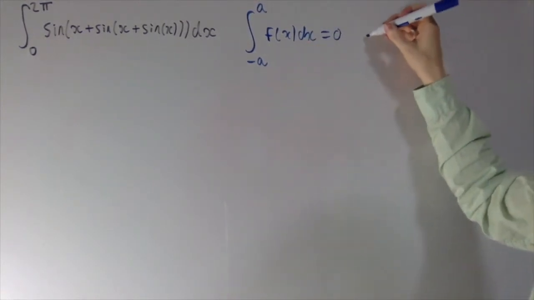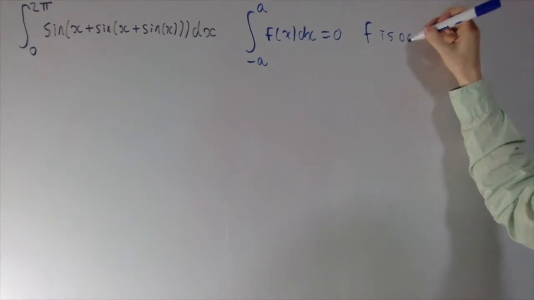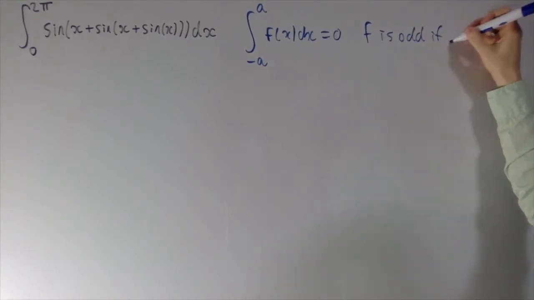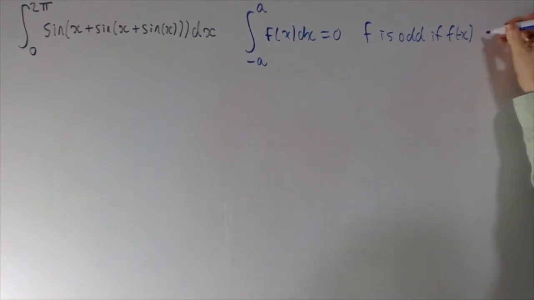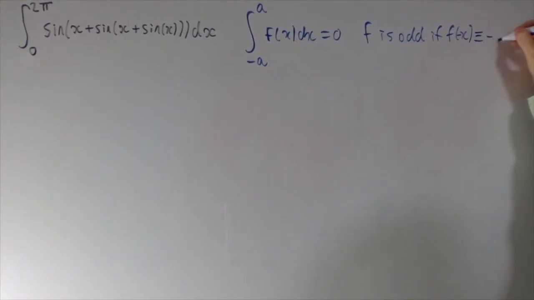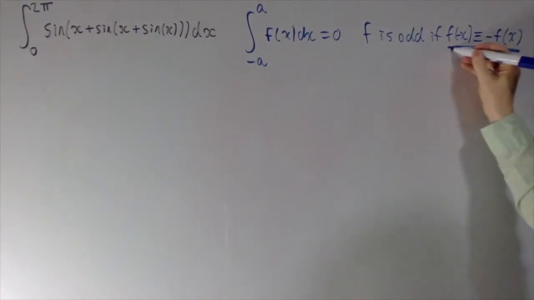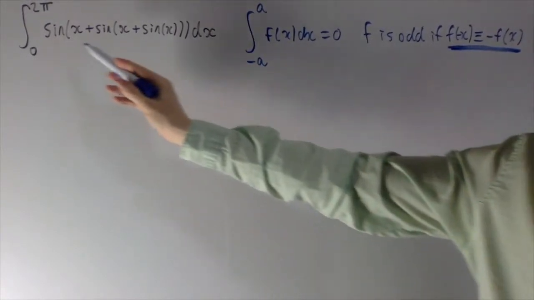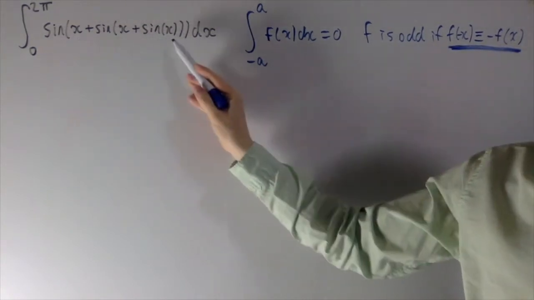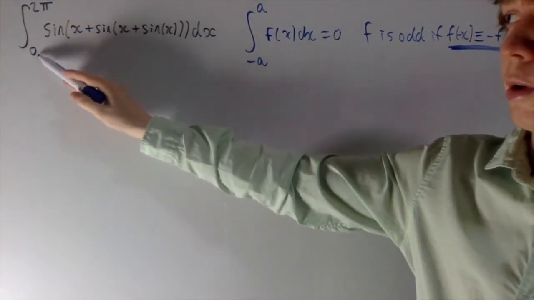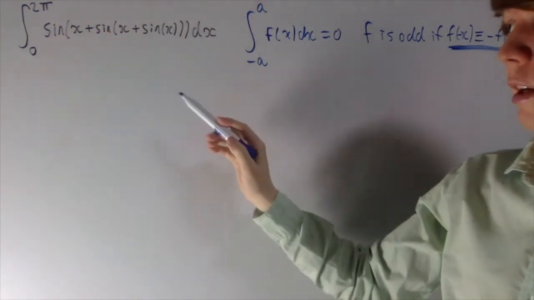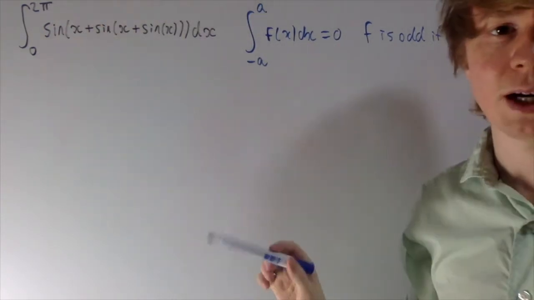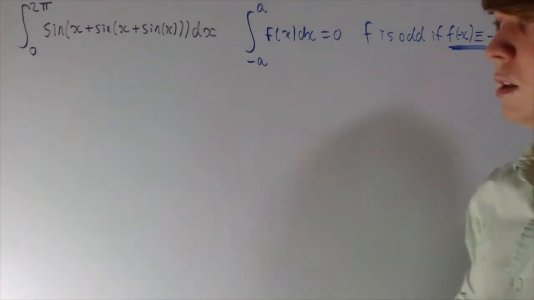So you'd say f is odd if f of minus x is equivalent to minus f of x. So this looks like, to me, maybe it could be some sort of odd function, but we've got a problem here that we're not actually going between, say, minus 2 pi and 2 pi. We're going between 0 and 2 pi, so we've not quite got that sort of symmetry.